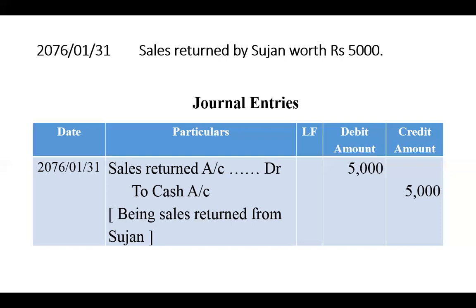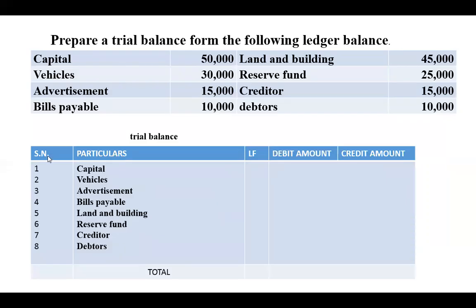Let us see the trial balance also. So this was the question, first question. Prepare a trial balance from the following ledger balance. So capital was given in this way. So this is the first question of the trial balance. So you can see the question in this way. Capital is given 50,000. Vehicle is given, advertisement, these amounts are given.